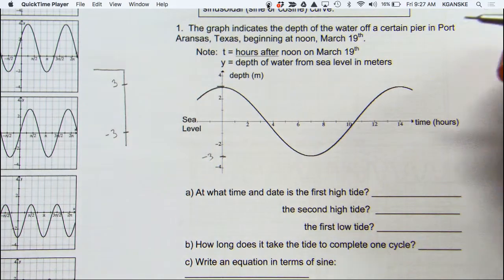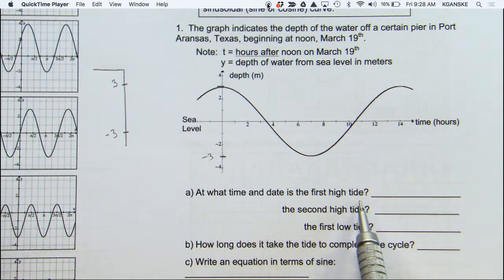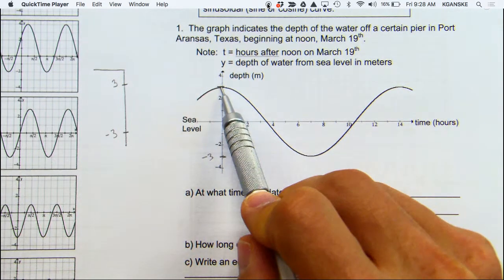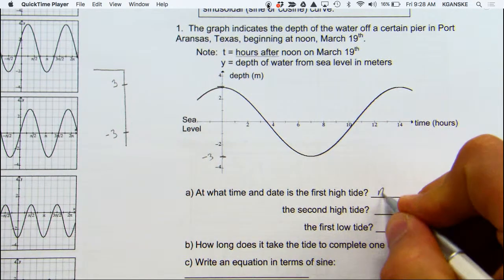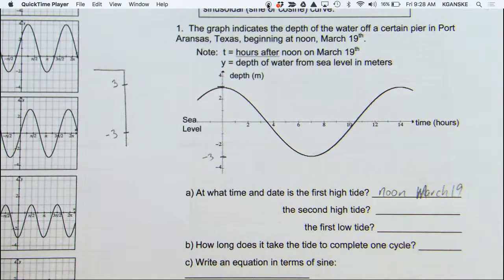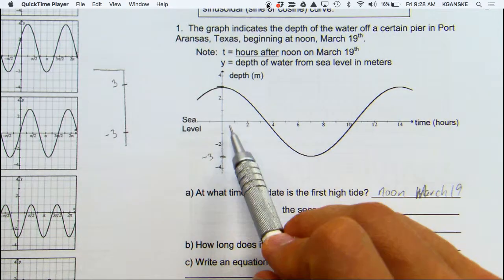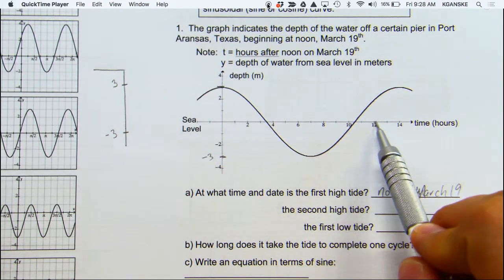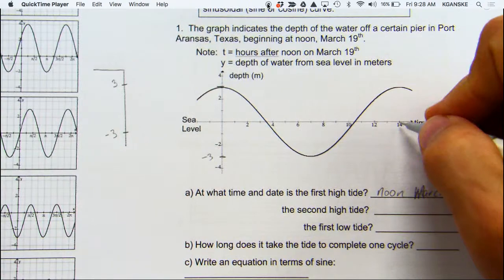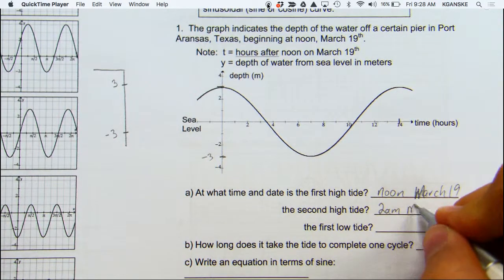So they've asked some questions here. What time and date is the first high tide? They're talking about this point right here. What time is it right there? Noon, March 19th. When's the second high tide? 2:00 a.m. March 20th. Right, because this would be midnight here, so from noon to midnight, and then we've got 2 more hours, so this is going to be 2 a.m., and that's going to be the next day, March 20th.